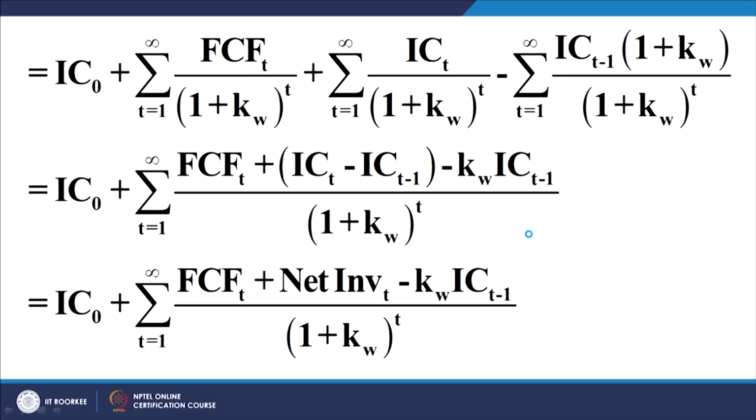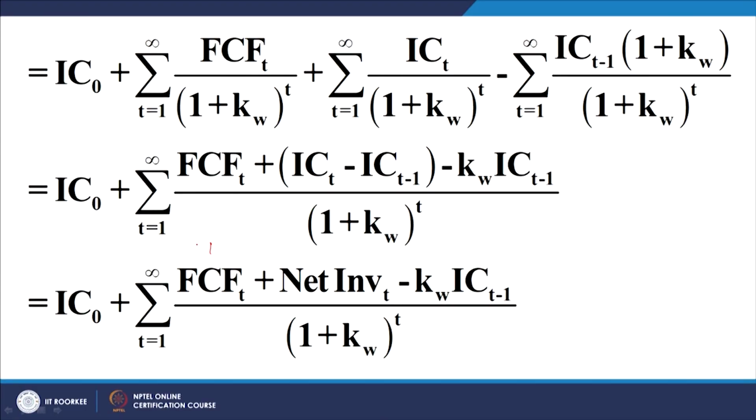Now we have all the summations from t equal to 1 to infinity, and therefore, we can put them together. What we get is the second term in the summation, that is free cash flow for t plus ICt minus ICt minus 1 minus kW into ICt minus 1. The discounting is of course as usual. Now, ICt minus 1 is the net investment during the year t. ICt is the balance as at year t, ICt minus 1 is the balance as at t minus 1th year. So, the difference between them is the net investment during the year t.